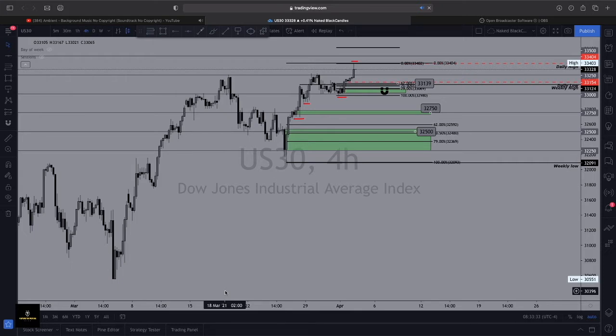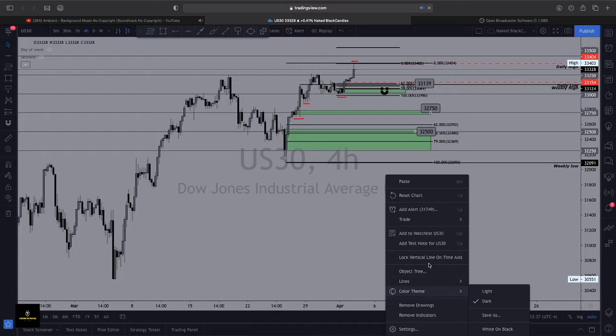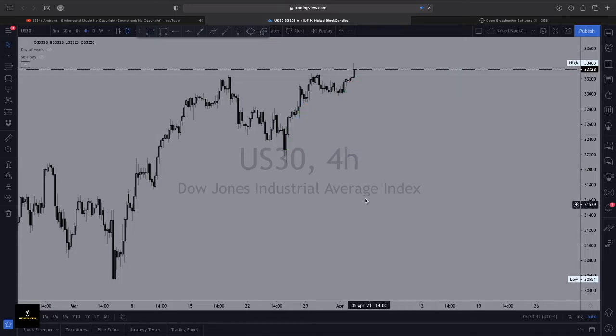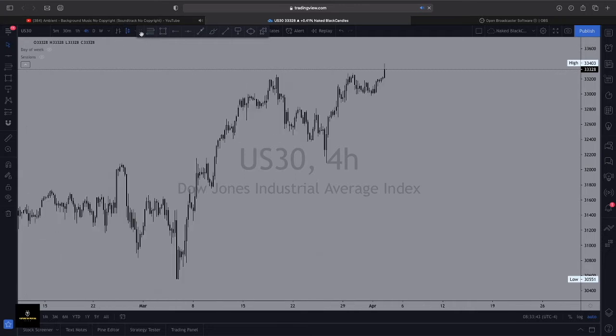What's going on, guys? Today I'm about to get into my weekly US30 breakdown slash markup, and we're just gonna get into it. So usually I start off on the higher time frames.